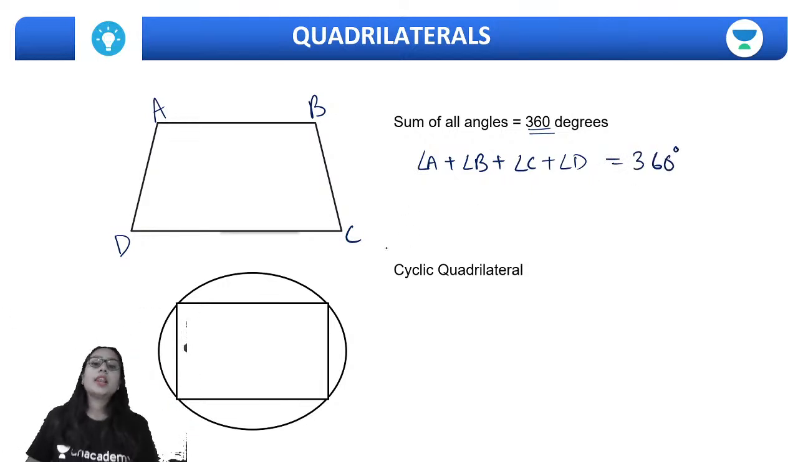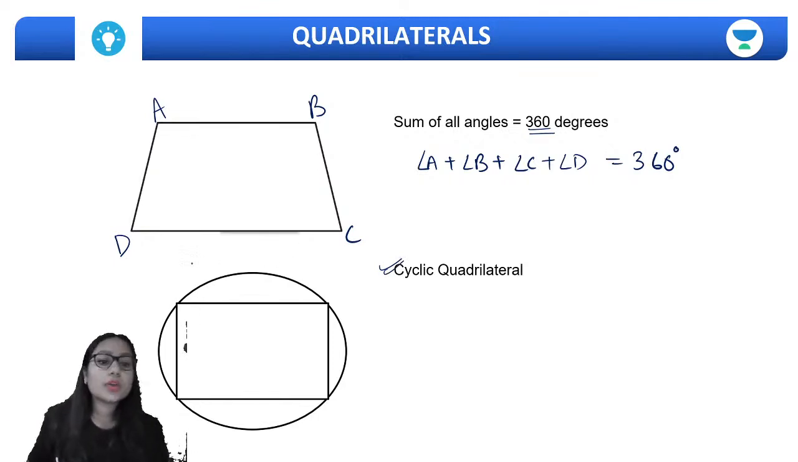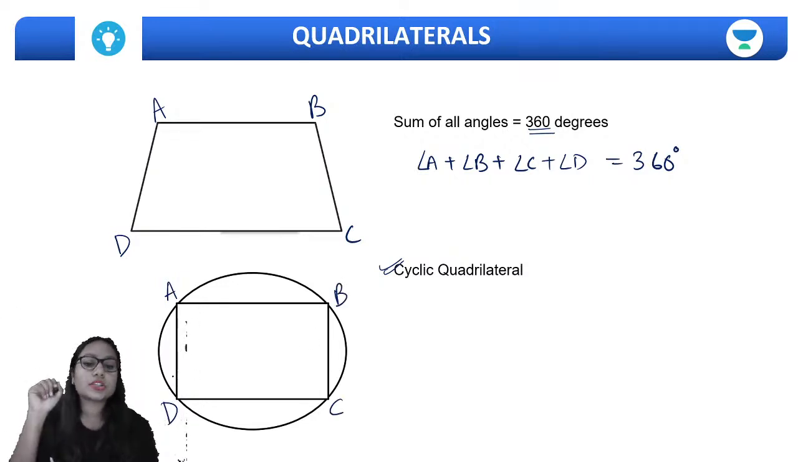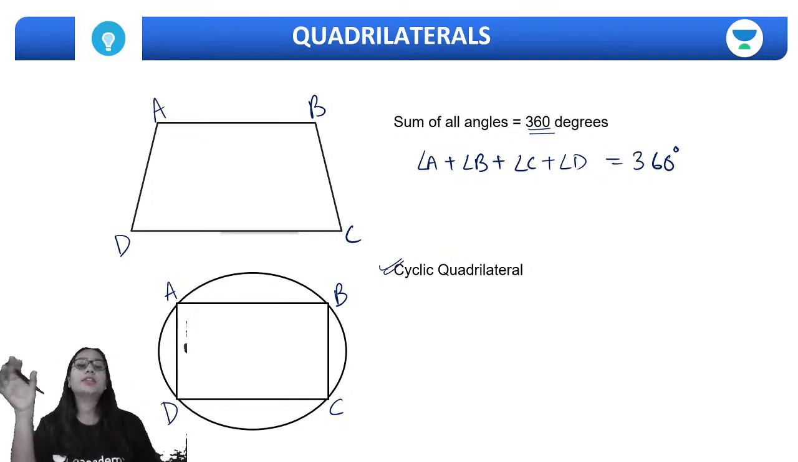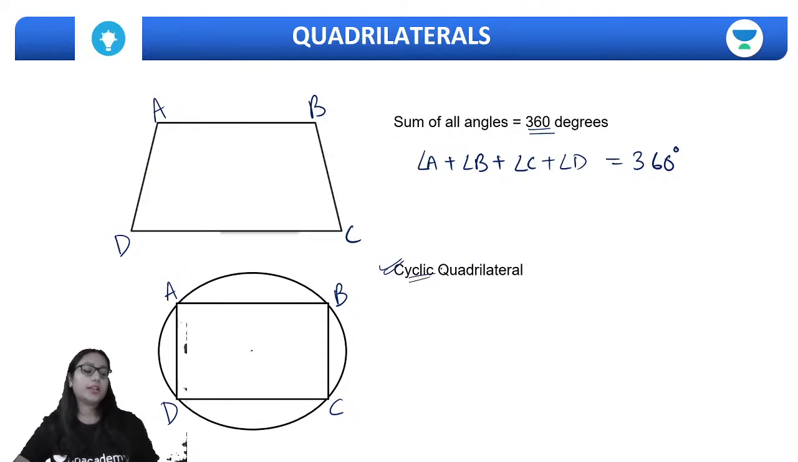Now let us understand what is a cyclic quadrilateral. If all the four vertices of a quadrilateral ABCD lie on the circumference of the circle, so if all the four vertices of a quadrilateral lie on the outer boundary of a circle, then that quadrilateral is known as the cyclic quadrilateral.